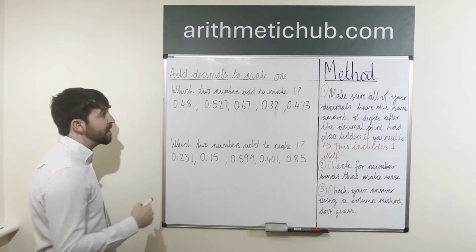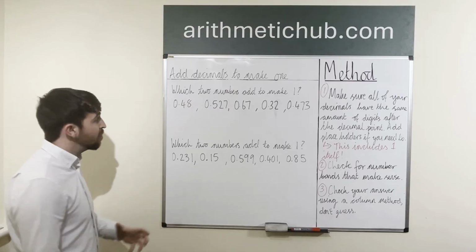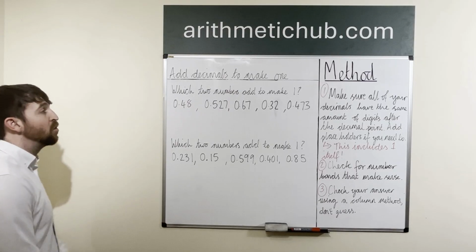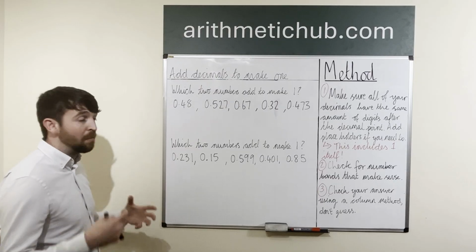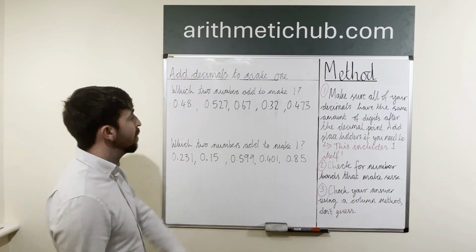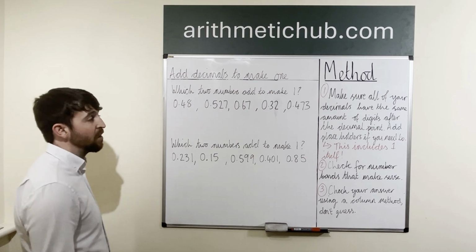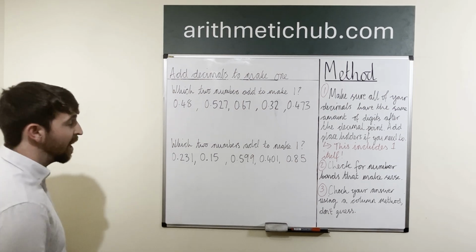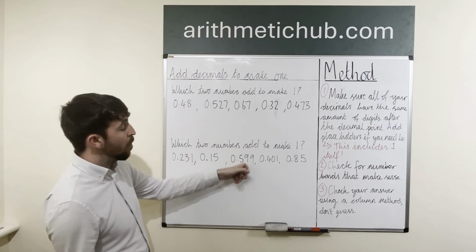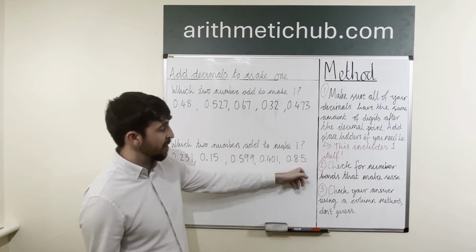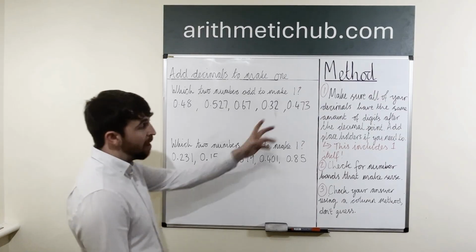Hi everyone, so today we're looking at adding decimals to make one, or adding decimals to make a whole. And these questions look something like this: which two numbers add to make one? And you've got a series of numbers with decimals in them: 0.48, 0.527, 0.67, 0.32 and 0.473. And the same sort of down here. Which two numbers add to make one? 0.231, 0.15, 0.599, 0.401 and 0.85. So what is the method for this type of question? Well, let's have a look.